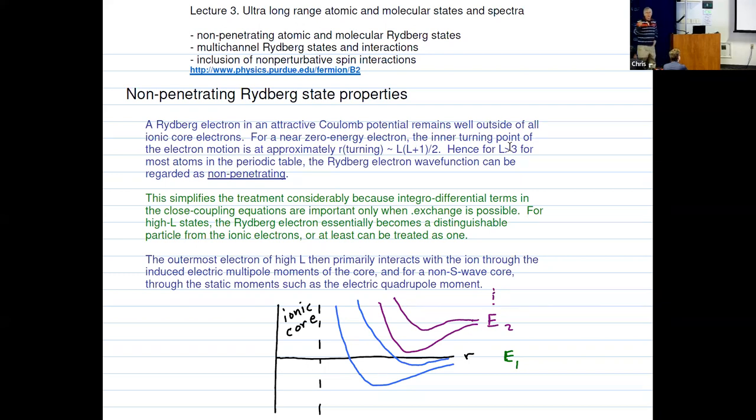And of course for alkali atoms, the core has zero angular momentum and it has no permanent moments. So usually it's the induced moments for most of the atoms considered in this community, unless you start getting into the lanthanides and those that do have an important orbital moment interaction.